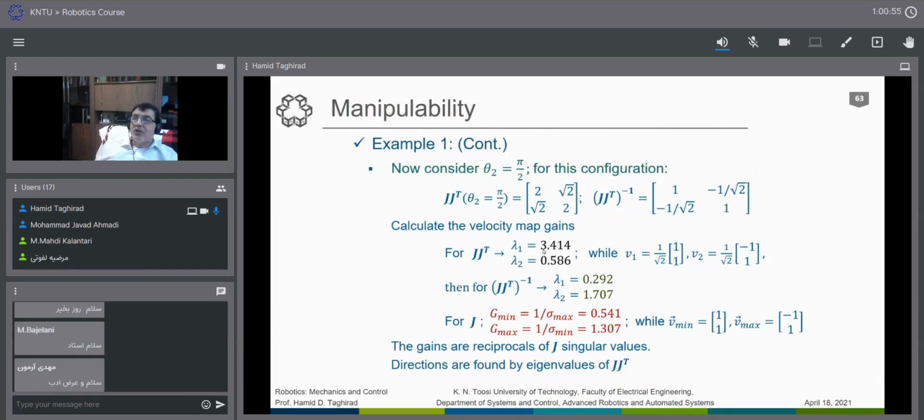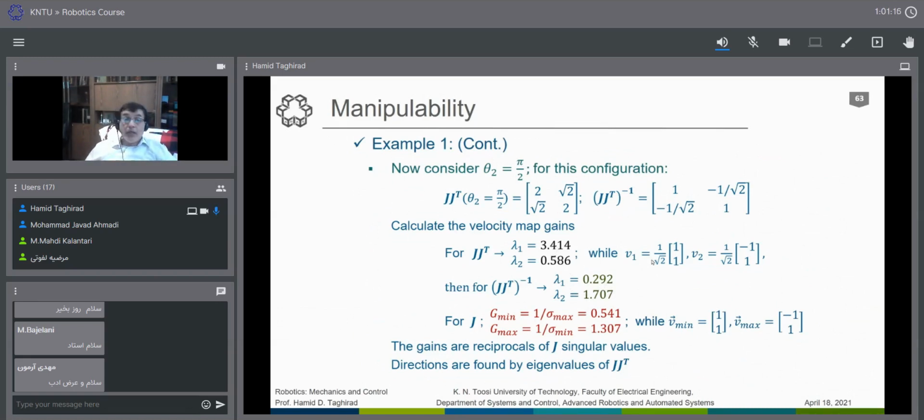So if we have 3.4 here, we got something about 0.3, and 0.5 here, we got something about 1.7. All right, so you don't need to find both of them. If you have one of them, of course, the inverse can be found quite easily.